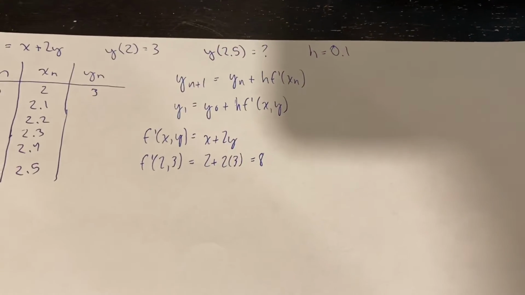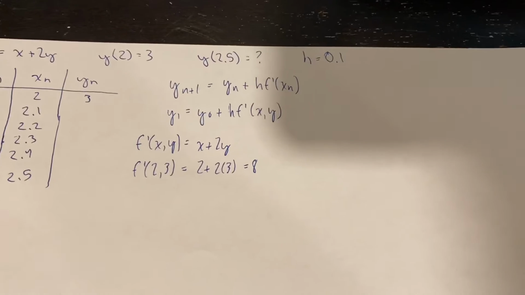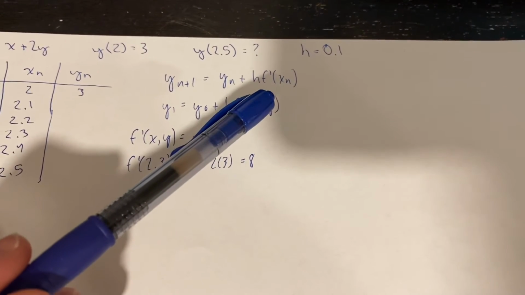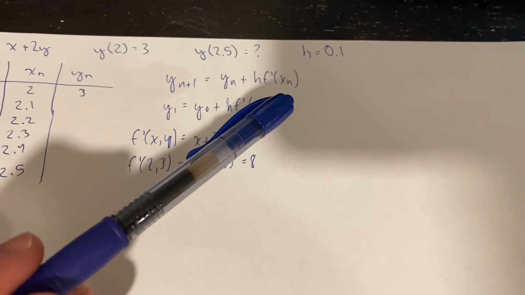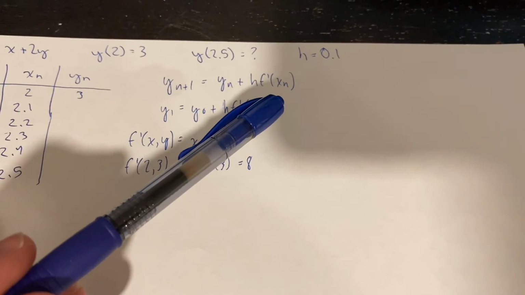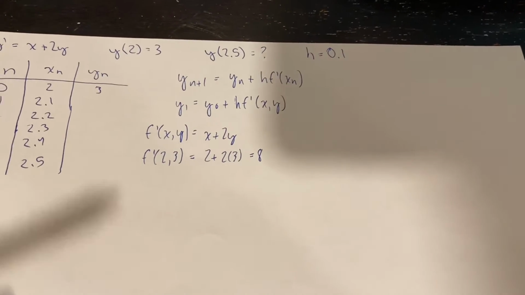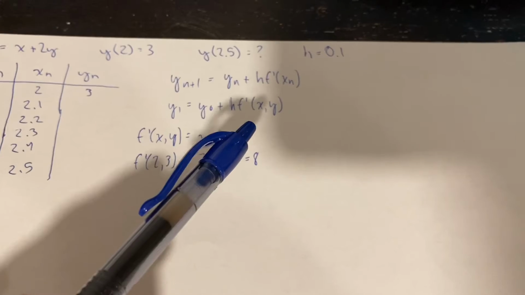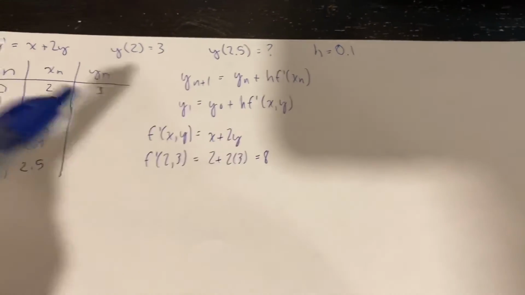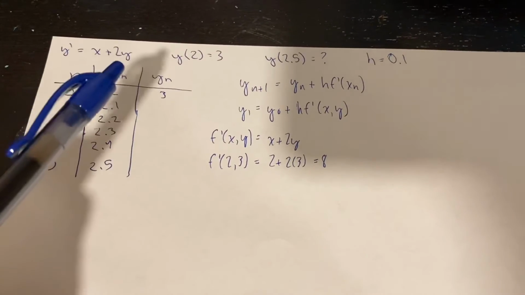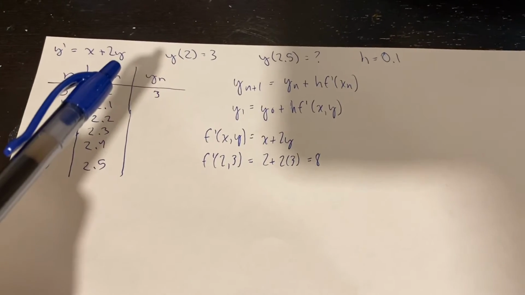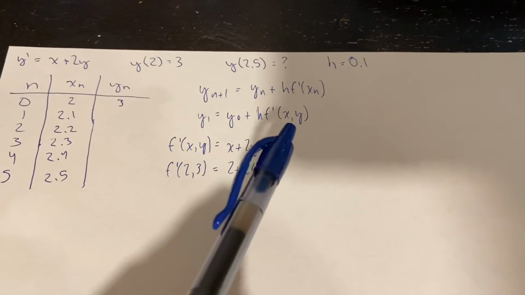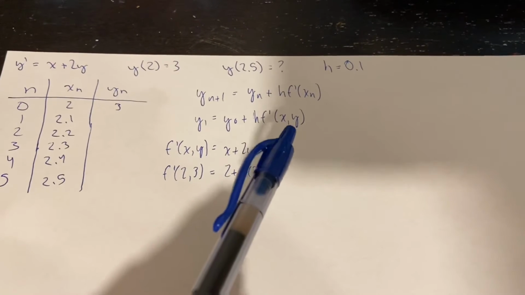Using Euler's method equation, y sub n plus 1 equals y sub n plus the step size times the derivative of the function at x sub n, we can come up with this equation. Now, the difficult part about this problem compared to the last one is that the derivative has x's and y's in it. So for this value, we need to find the derivative at x comma y.